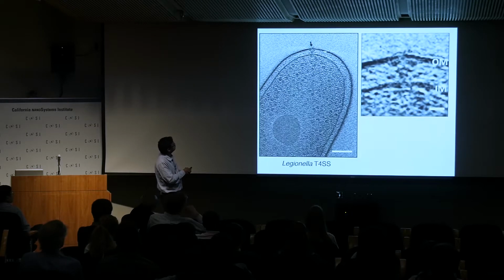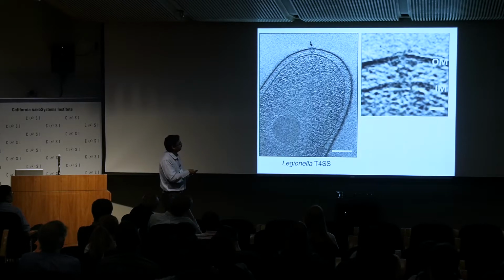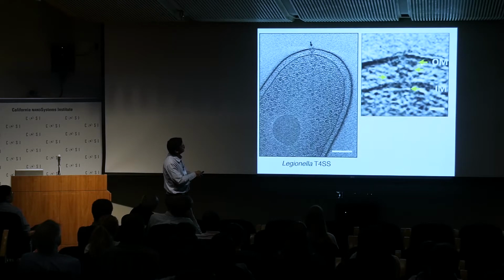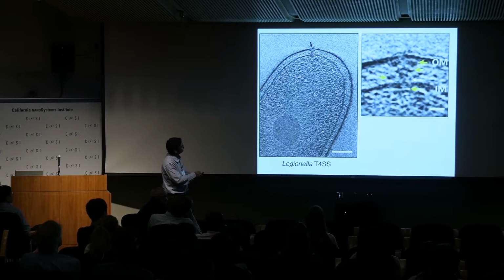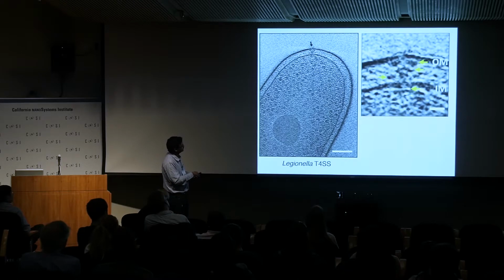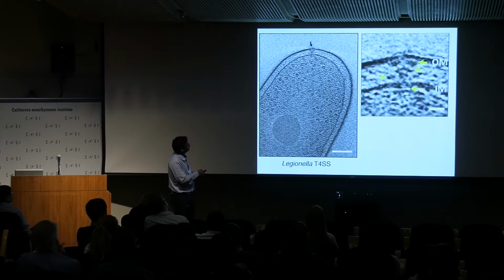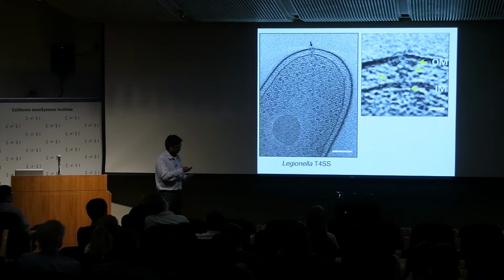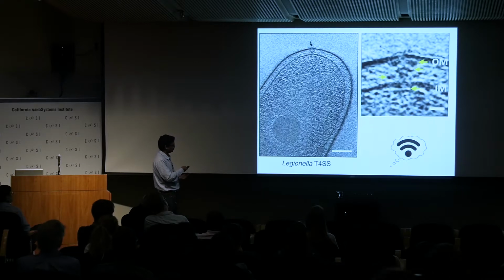Anyway, just going back to these particles, if you look at one of the particles and zoom in, then we can start seeing some very distinct features. For example, there is an electron dense layer just below the outer membrane. There is another layer in the periplasm, and then there are some more densities here and here. But if you're not looking at these tomograms every day, it's difficult to really appreciate these densities. But I think what is very apparent is that there are two densities. One is just below the outer membrane, and one is at the periplasm. And it looks almost like a Wi-Fi signal, so we call these Wi-Fi particles.